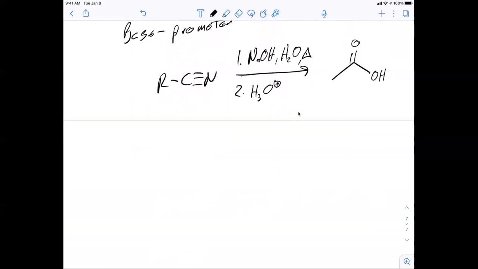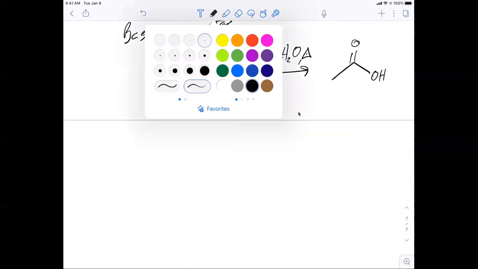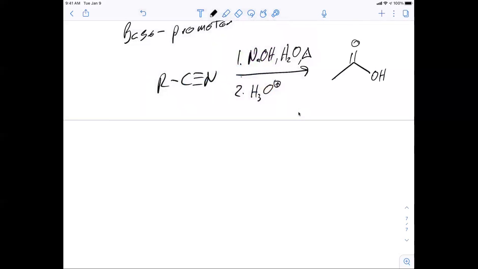And of course, the hydrolysis of nitrile to get the carboxylic acid is one of the reasons that the nitriles are carboxylic acid derivatives, right? So they look a little different, but they're the derivatives.